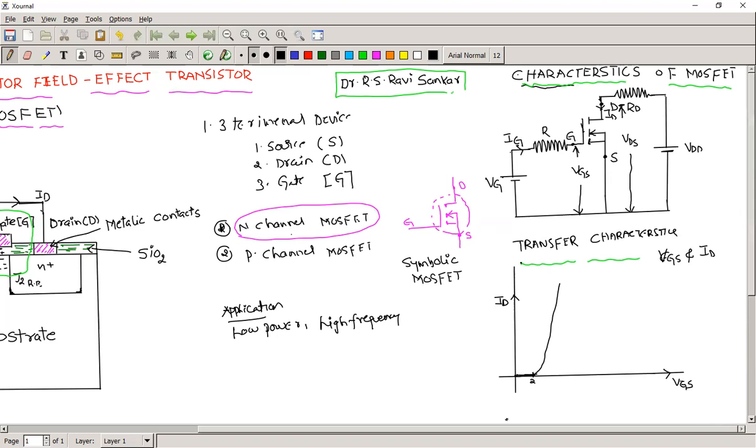Because here we are drawing a graph between the gate voltage and the output current, nothing but ID. That's why we are calling it transfer characteristics. It is not input characteristics. So I have to rectify this mistake. Okay. The second one is the output characteristics.